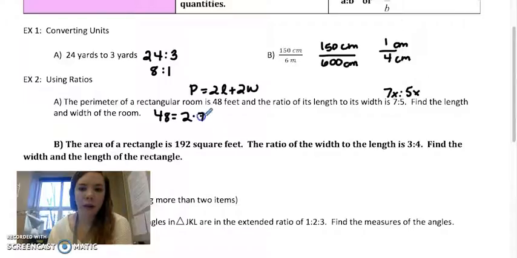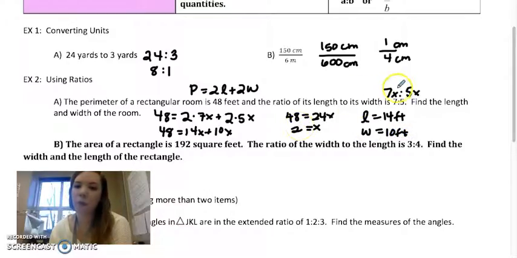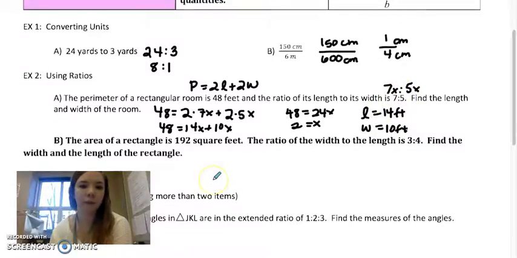Two times 7x plus 2 times 5x. So that'd be 14x and 10x. So then when you add those together, you get 24x, which will make x 2. Okay, which means that this is actually 14 to 10. So you have a length of 14 feet and a width of 10 feet. Because we found that the multiple was 2, so 7 times 2 is 14, 5 times 2 is 10.